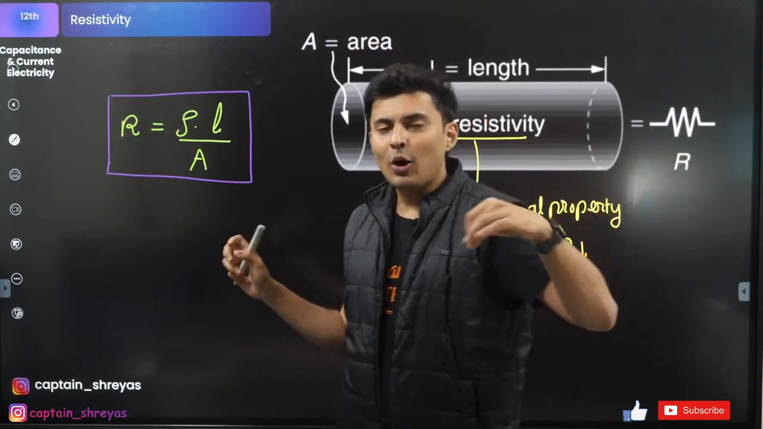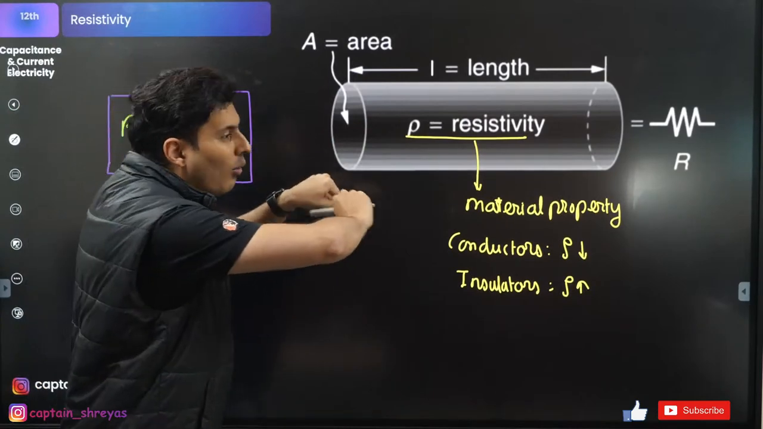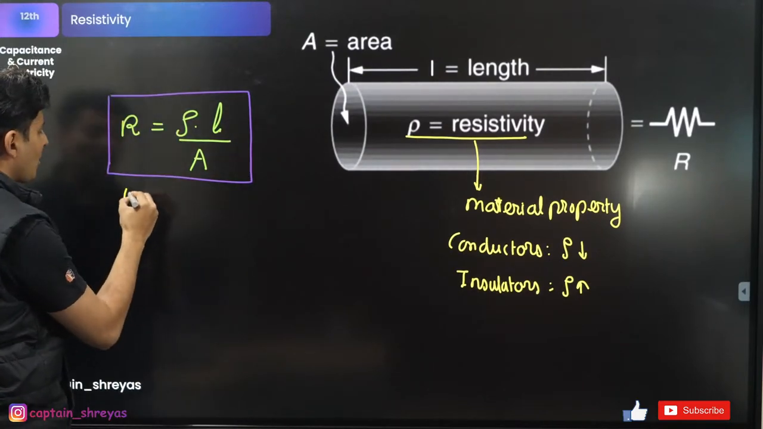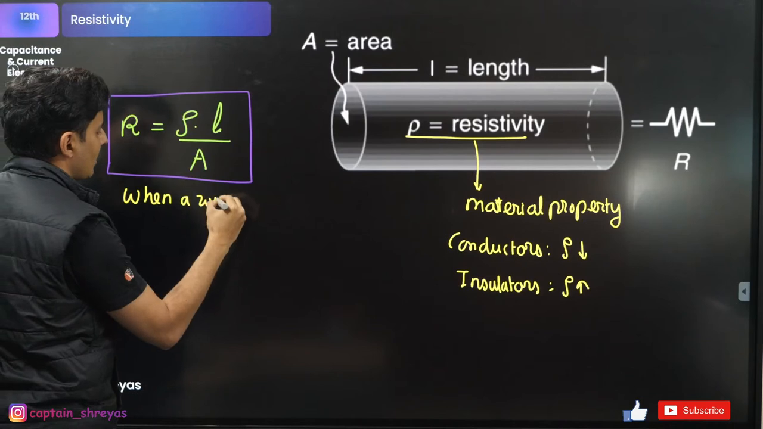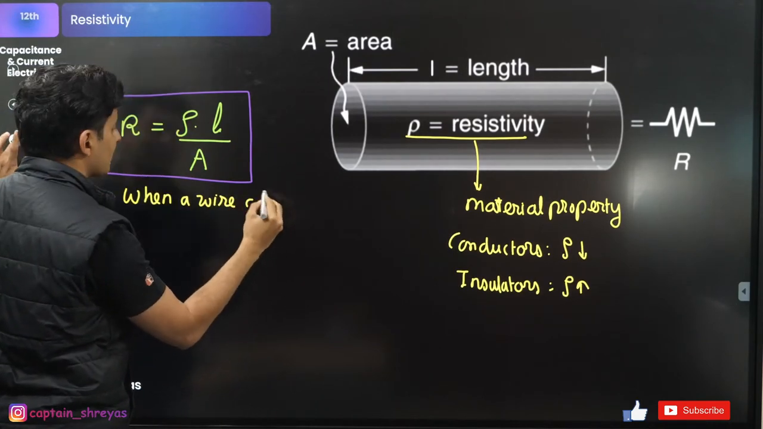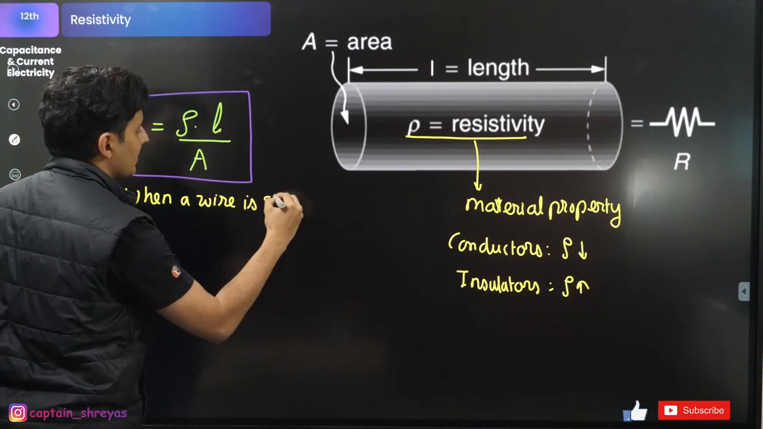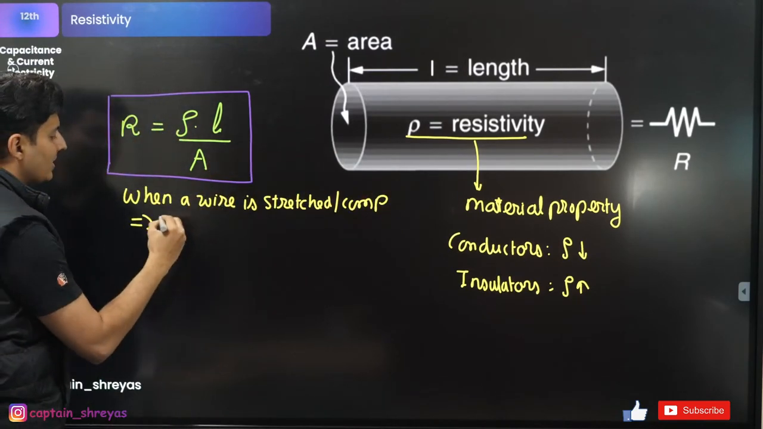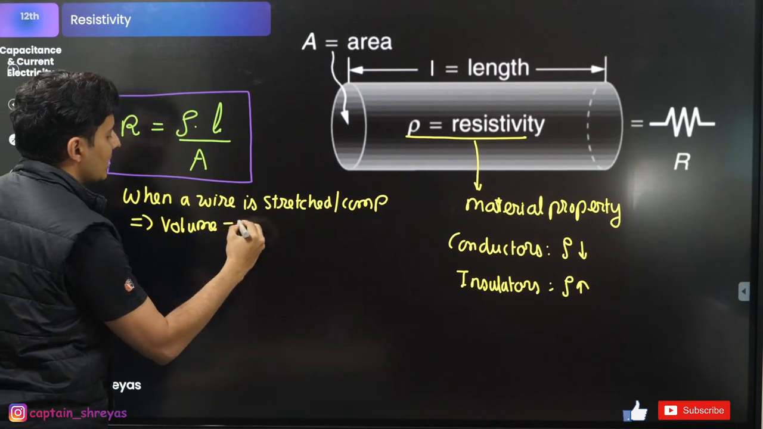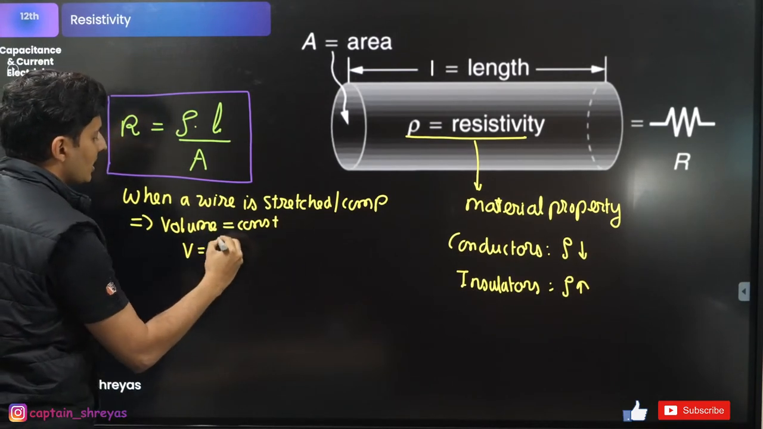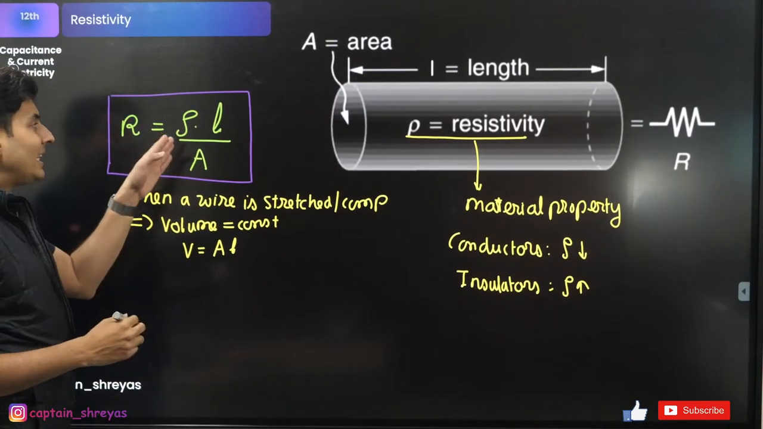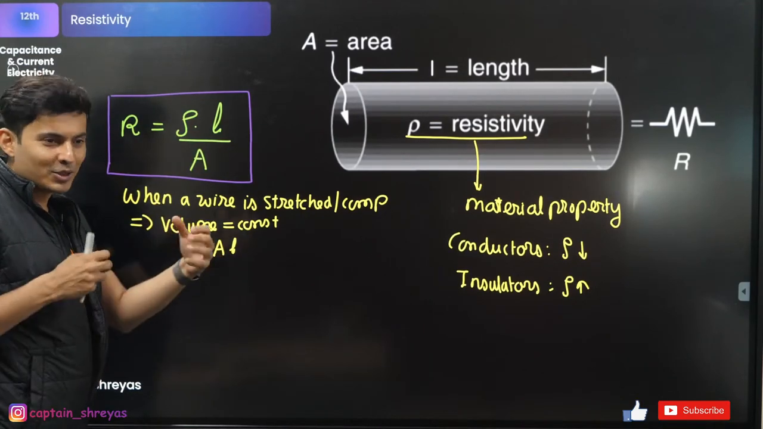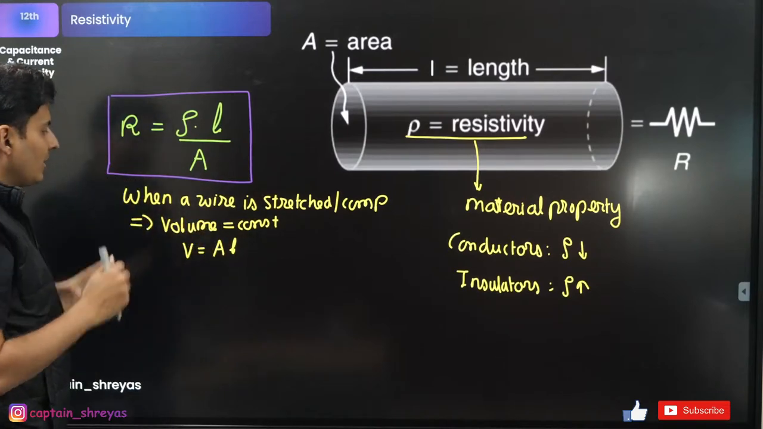Rho L by A. Now often what happens, they give you problems where a wire is stretched or it is compressed. In such cases, when a wire is basically stretched or compressed, then what happens is the volume doesn't change. It is a constant. So the volume, which is area into length, remains constant. So if the length increases, the area reduces. If the length decreases, then the area increases. So when you elongate it, it becomes narrower. So that's something which you need to keep in mind.